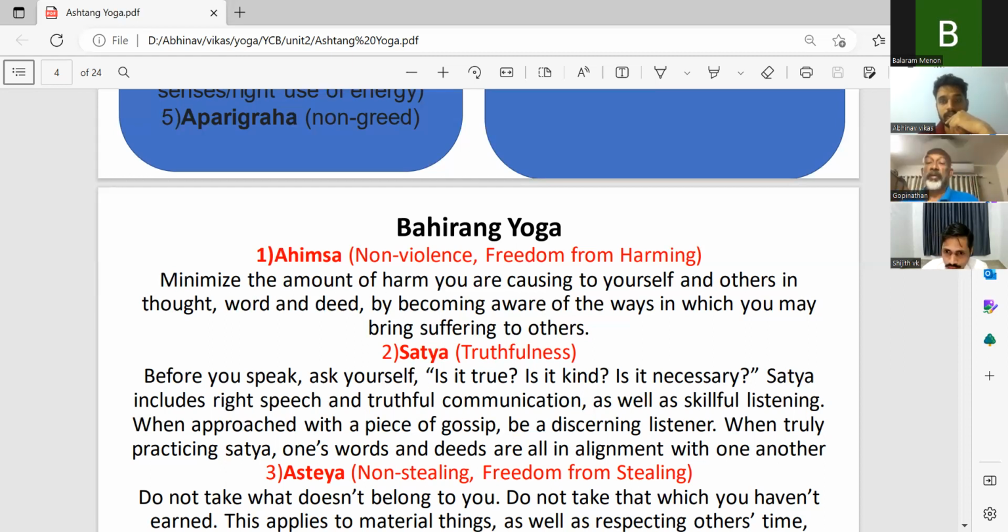And in how many forms? It may be in thought, word, or action: manasa, vacha, karmana. In any form, himsa may be done. Ahimsa is not only about physical violence. If you are abusing someone, then that also comes under himsa.